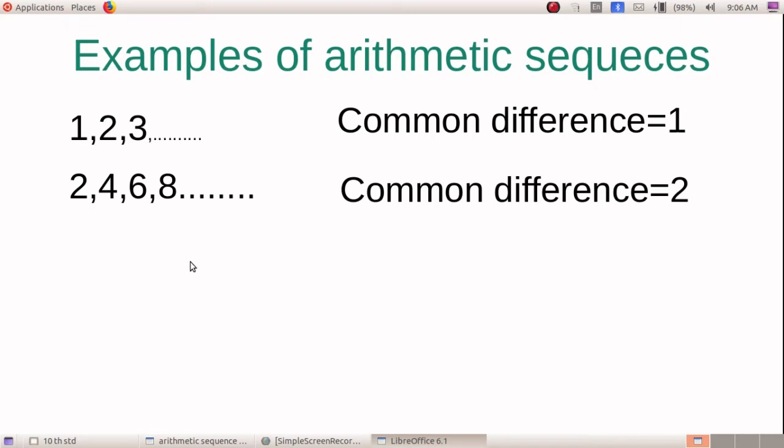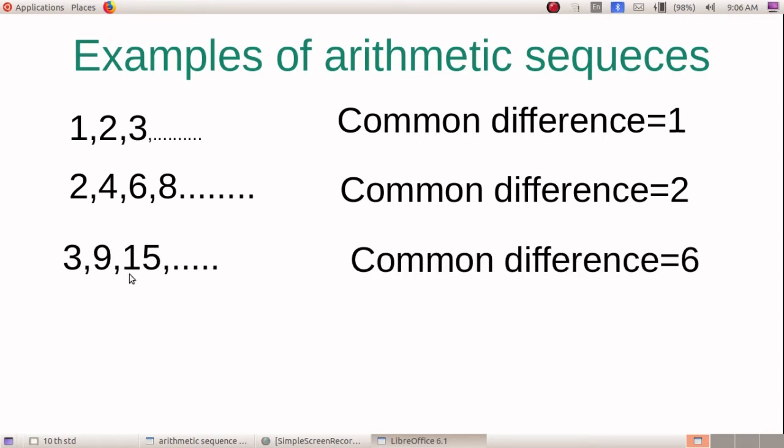Okay, now let us make another example. Let us start by a number 3, and if the common difference is 6, 3 plus 6 gives 9, 9 plus 6 gives 15, 15 plus 6 gives 21, like that. Let us form such an arithmetic sequence, 3, 9, 15, then the common difference is 6. Okay, 9 minus 3 will be 6, 15 minus 9 is equal to 6.